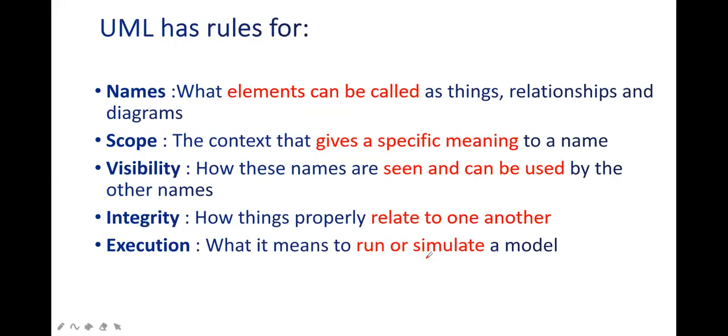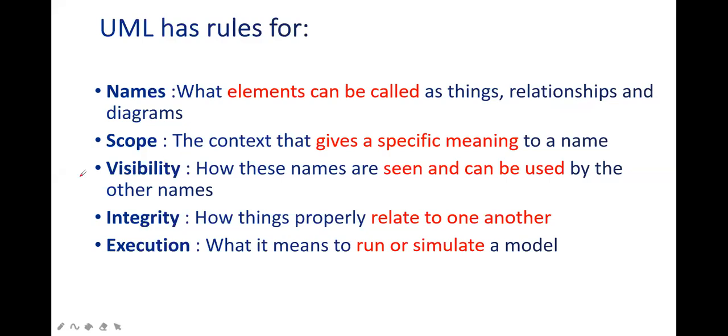Fine. So UML has basically these 5 rules: the name, the scope, the visibility, the integrity, and the execution. Name means, first of all, we need to identify the things and the relationship, and we have to define all these as names. Let's say we have a class of vehicle, and in this we have the object as car. There is a relationship between car and vehicle, and so on and so forth. So these are providing the names. Second one is the scope. Scope is going to give a specific meaning to a name. That means I'm going to make sure that there is a scope attached to a specific class and object.